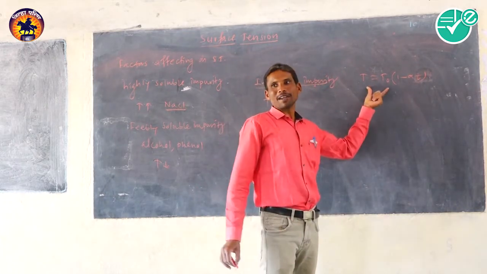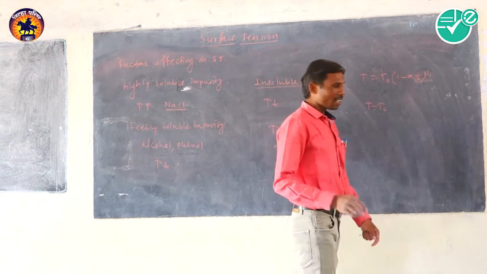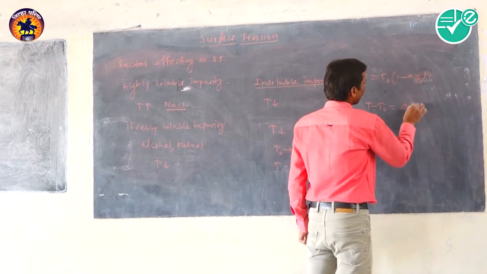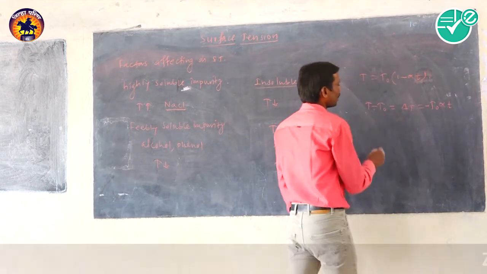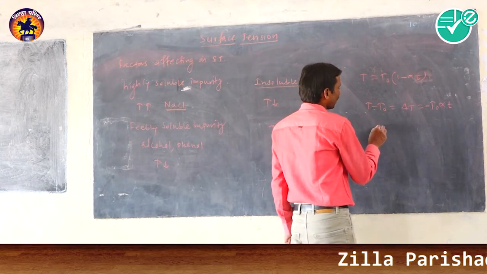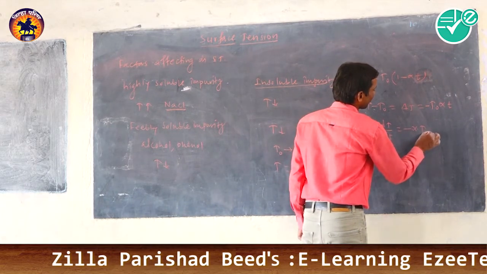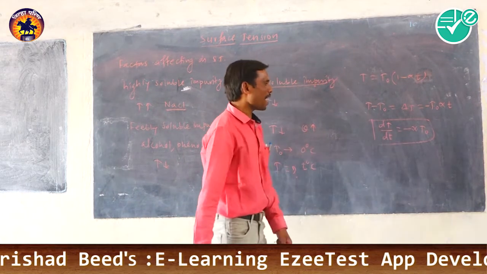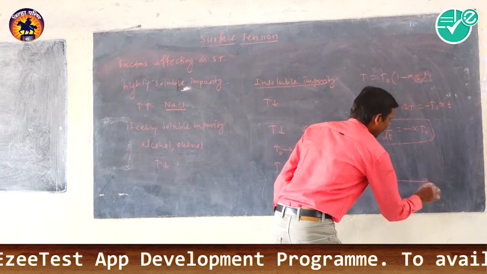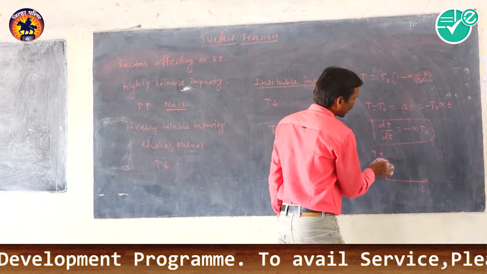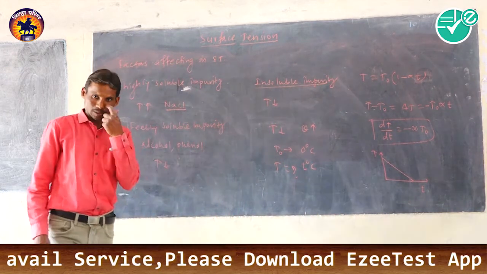But now consider that the temperature change is very small. In this case, T minus T0, that is delta T, is equal to T0 alpha t. It means the rate of change of surface tension with temperature is equal to minus alpha T0, and that's why the graph of surface tension versus temperature is a straight line having a negative slope. Okay, thanks.